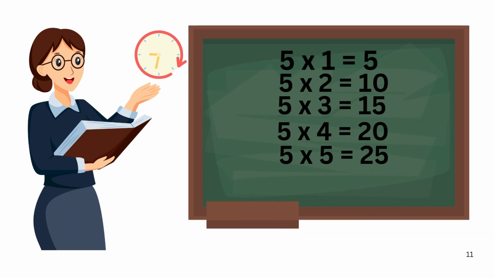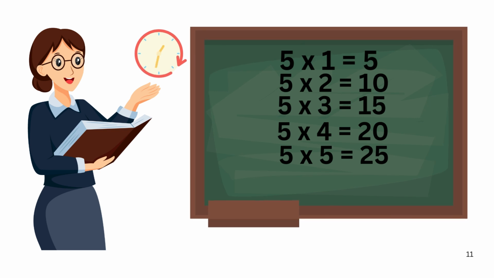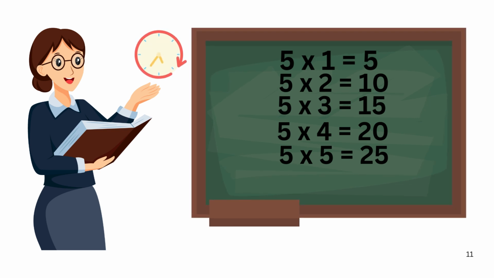5 multiplied by 1 equals 5. 5 multiplied by 2 equals 10. 5 multiplied by 3 equals 15. 5 multiplied by 4 equals 20. 5 multiplied by 5 equals 25.